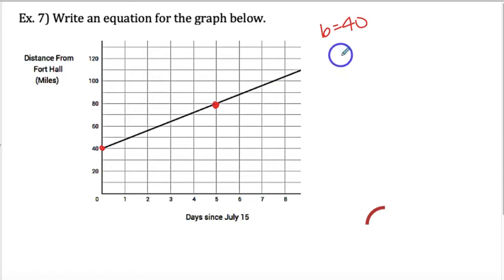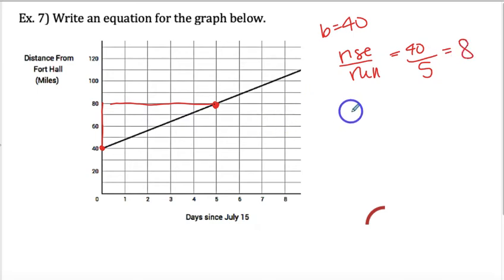And so I need to calculate my rise over the run. I notice here that I am scaled by tens, so I'm going to count up 10, 20, 30, 40. So I have a rise of 40 and run of 0 over to 5. And so 40 over 5 would be my rise divided by run, and that would give me a unit rate or rate of change of 8. So my equation here would be y equals 40 plus 8x.